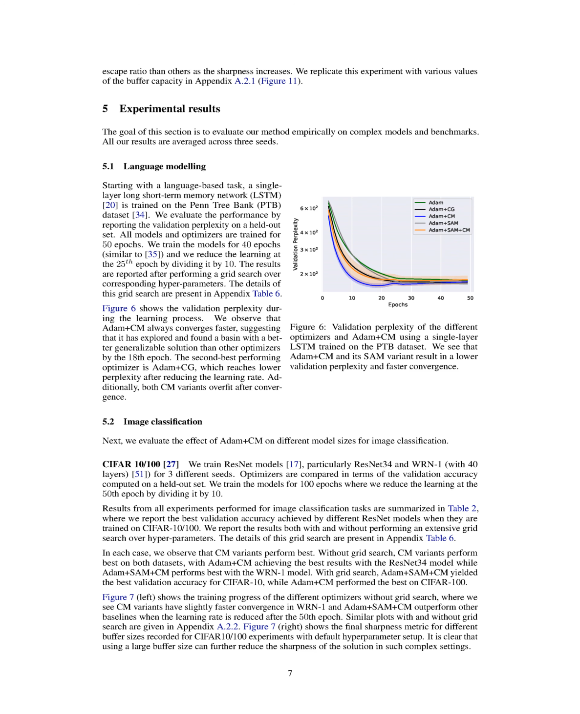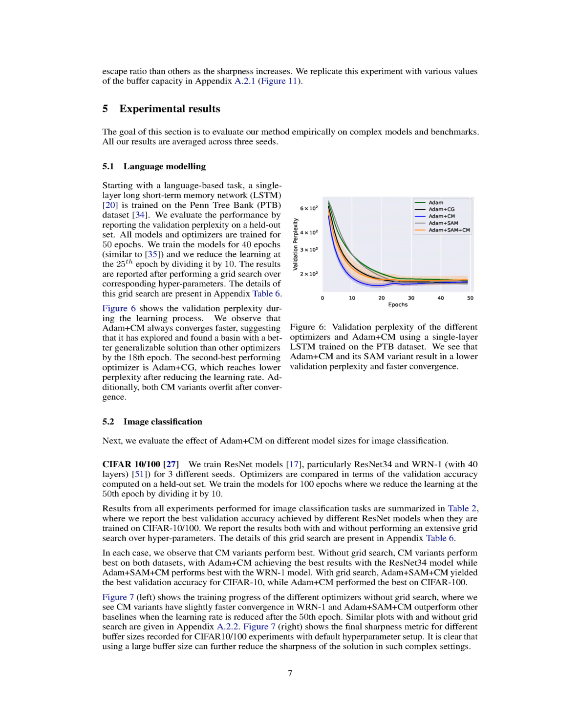We trained all models and optimizers for 50 cycles. We trained the models for 40 cycles, similar to previous studies, and we reduced the learning rate at the 25th cycle by dividing it by 10. We reported the results after performing a grid search over corresponding hyperparameters. The details of this grid search are in the appendix.